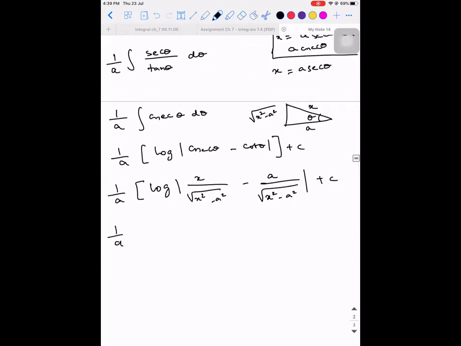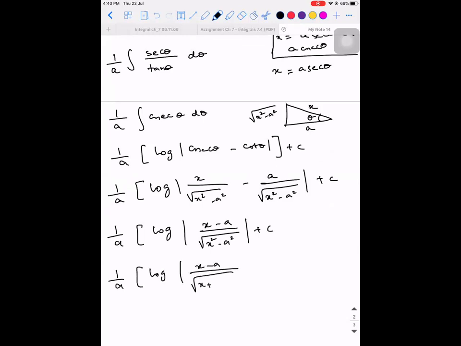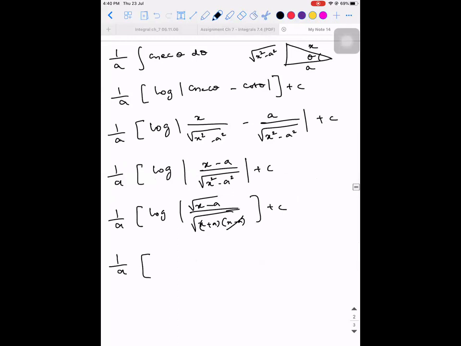Correct? So 1 by a into log of, the numerator will become x minus a divided by the denominator will be root of x square minus a square plus c. How do I manipulate this? Tell me. So 1 by a into log of the root of x plus a into x minus a. That's right only. Be confident. So this root will cancel. Right? So 1 by a into, can I write this as log of x minus a divided by x plus a, the whole power half plus c.